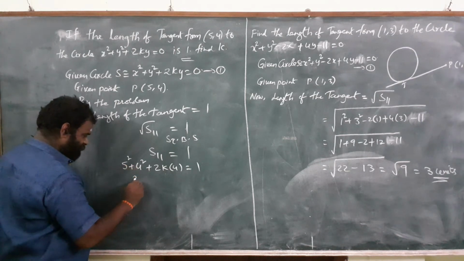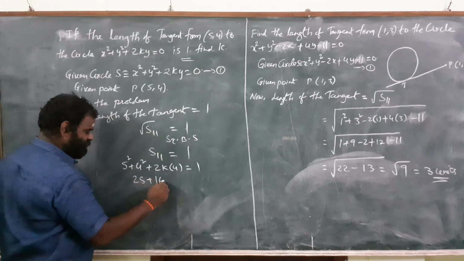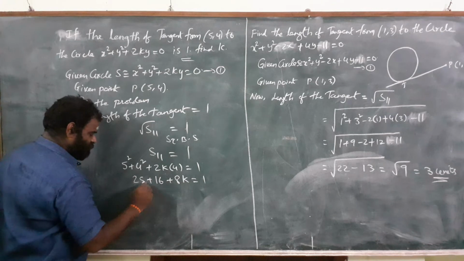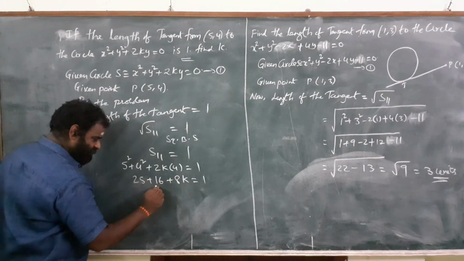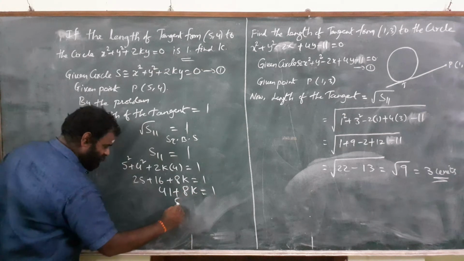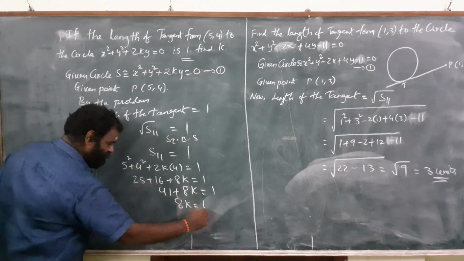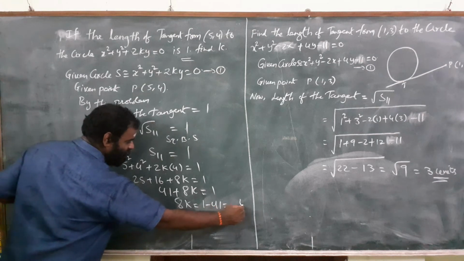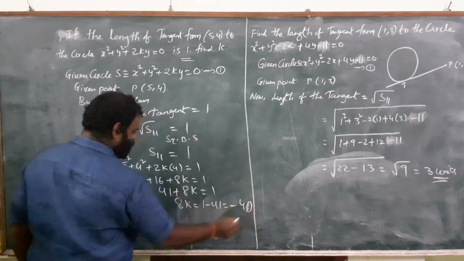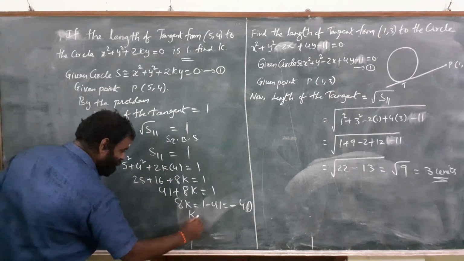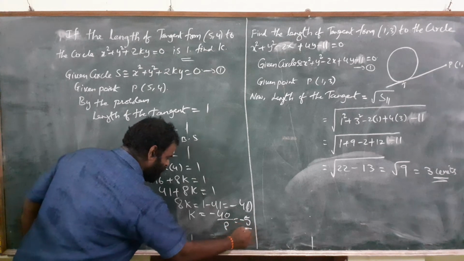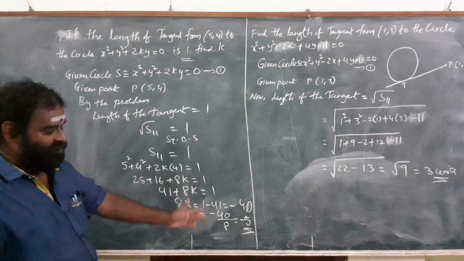This is 25 plus 16 plus 8k is equal to 1. So 25 plus 16, 41 plus 8k is equal to 1. What is 8k? 8k is equal to 1 minus 41, equal to minus 40. Then what is k? k is equal to minus 40 by 8, equal to minus 5. So the k value is minus 5.